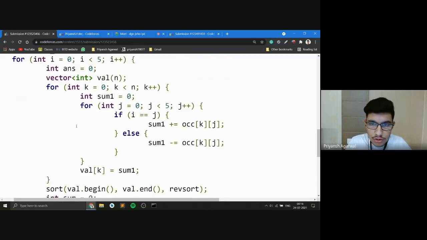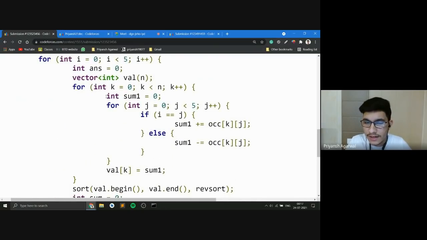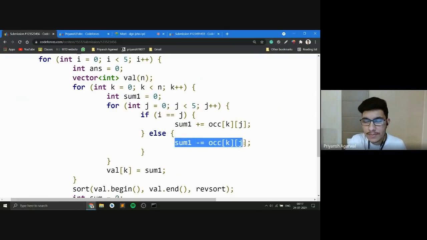Okay. So here what I do is, I just maintain this sum variable. And for that particular word, I just iterate on all these characters' frequency. So if i is equal to j, that means I am looking at my current character only. Then I just add it to my answer, I mean, add it to my sum value. Otherwise, I just subtract it.